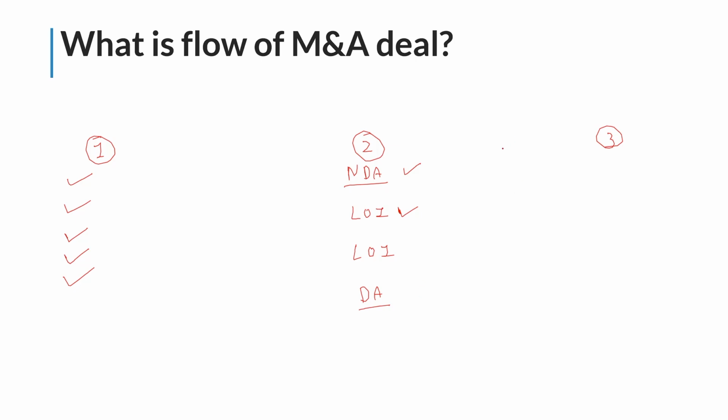Once this definitive agreement is signed, the deal is announced in the market, legal formalities are done, the payouts are done, and 2 companies are integrated. So this is how a typical M&A deal looks like. Obviously, there will be some variations on deal-to-deal basis, but this is what you should broadly expect.